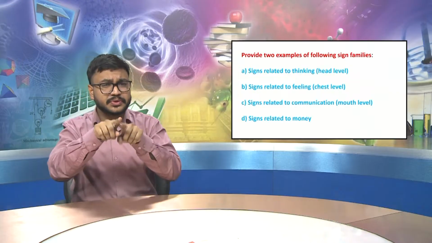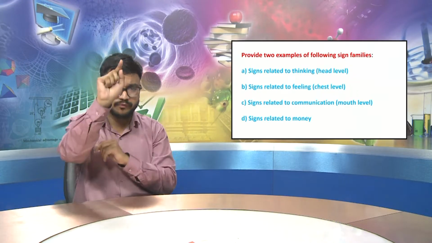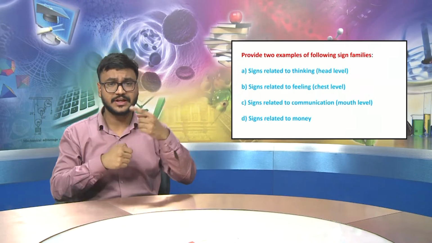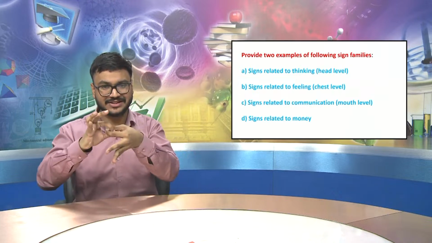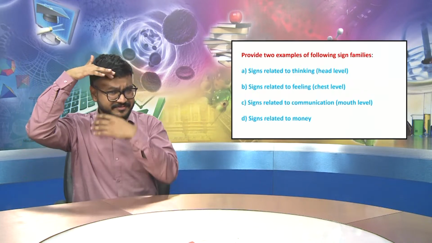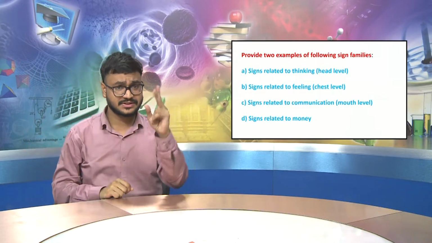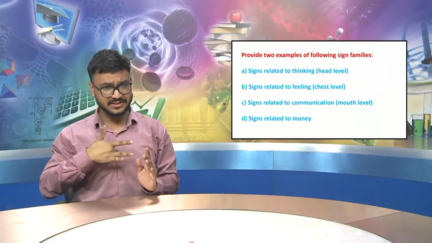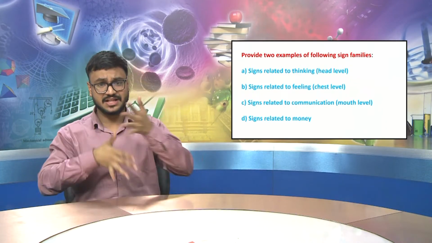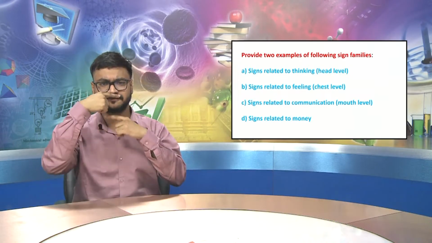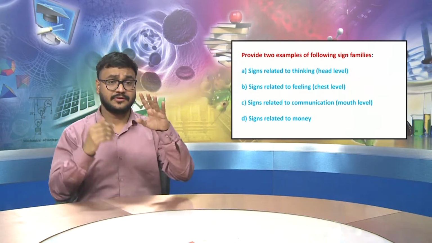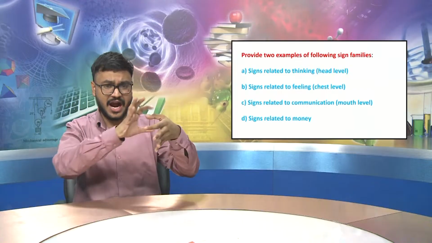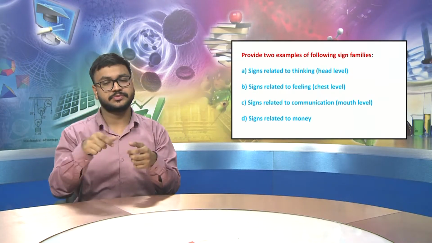Next, provide 2 examples of the following sign families. First, signs related to thinking, which is near the head level. Second, signs related to feelings, which is near the chest level. C, signs related to communication, which is mouth level. And D, signs related to money.